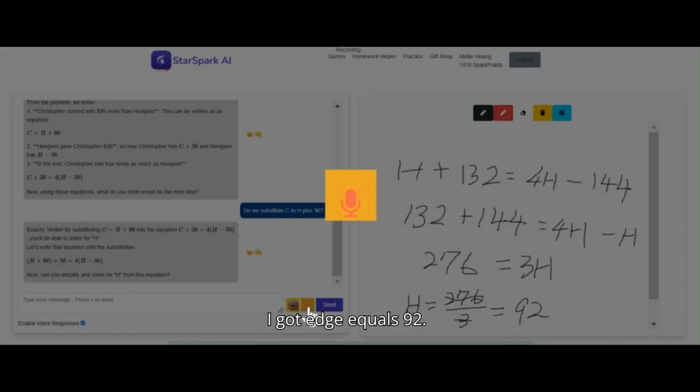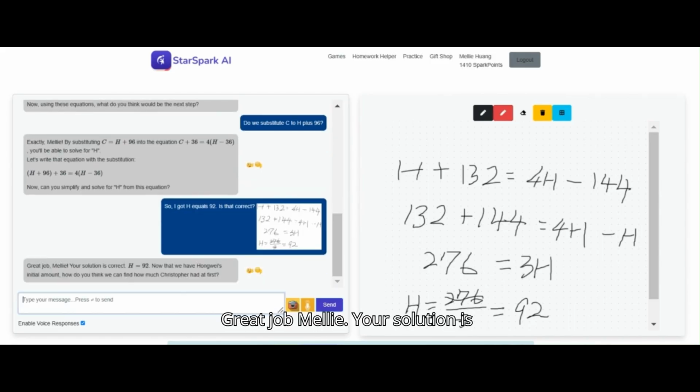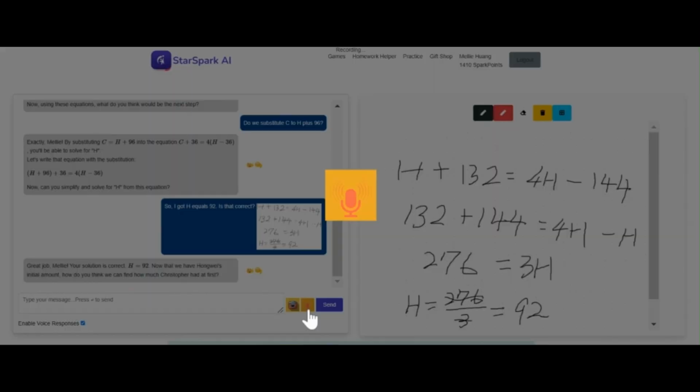So I got H equals 92. Is that correct? Great job, Mellie. Your solution is correct. H equals 92. Now that we have Hong Wei's initial amount, how do you think we can find how much Christopher had at first? Do we just take 92 then plug into the original equation of C that we have?